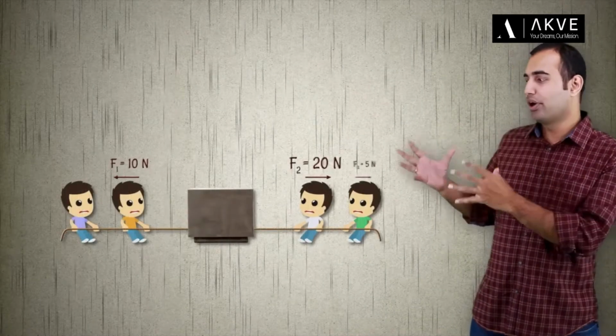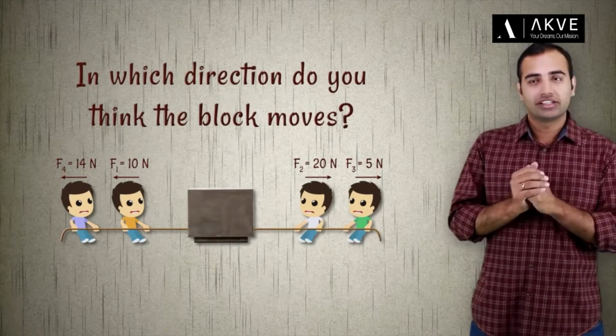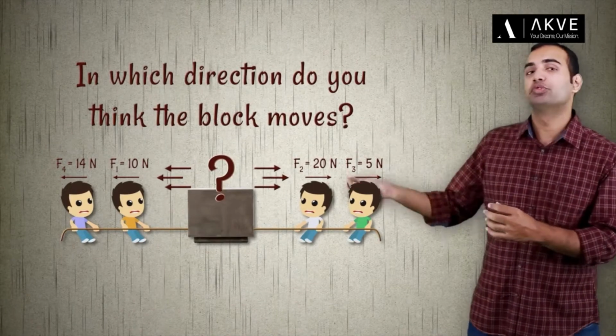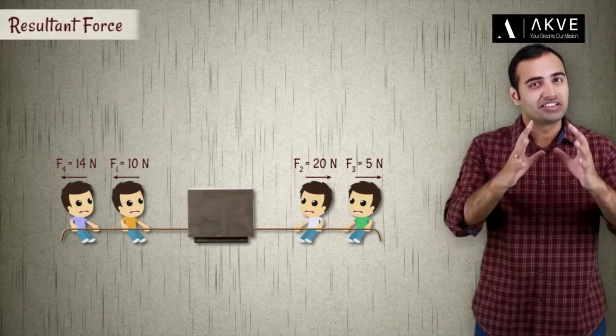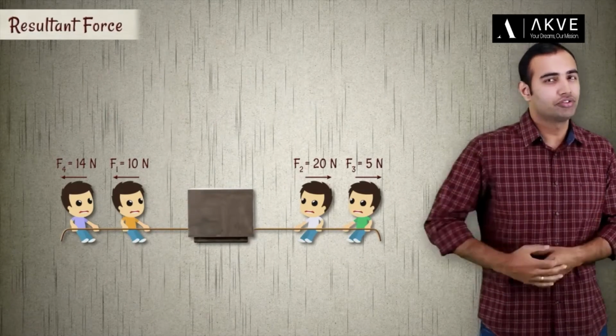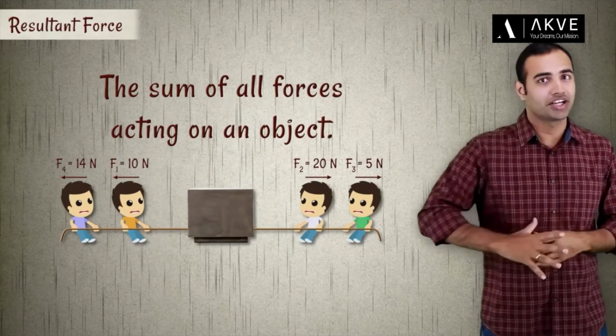Now, many times an object experiences a set of forces or a combination of forces instead of just one force. For instance, you can see a block being pulled by several people over here. So what do you think is the final direction of the block's movement? Where would the block move? You see, that depends on the resultant force. And the resultant force is nothing but the sum of all the forces acting on the object.